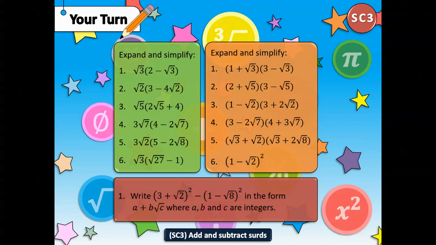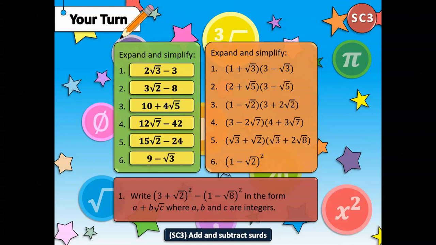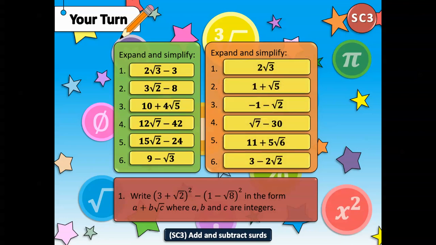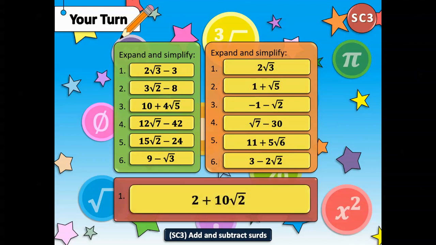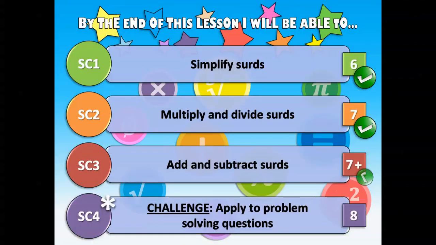Here are your answers. So there's your green answers. There's your amber answers. And there's your red answer. And now we've completed success criteria 3. So now we're going to move on to number 4, and this is to apply to problem-solving questions.